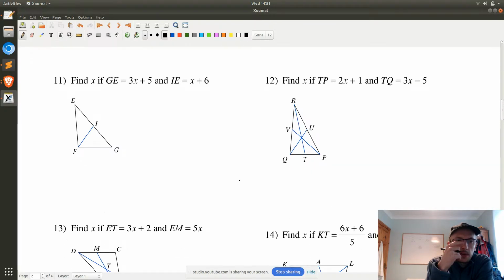Okay, find x if GE is 3x plus 5, and IE is x plus 6. Two x plus 6 is equal to 3x plus 5. So x is equal to 1.